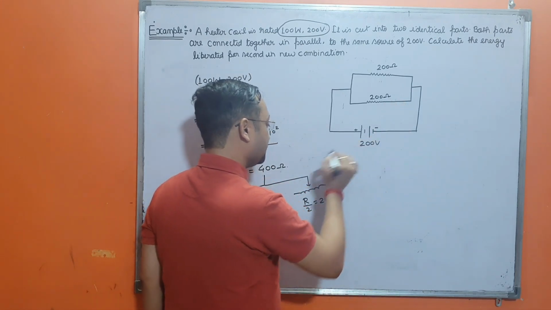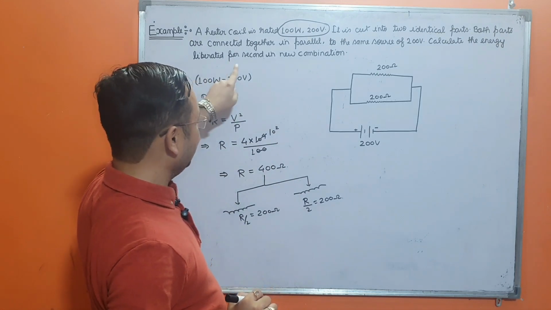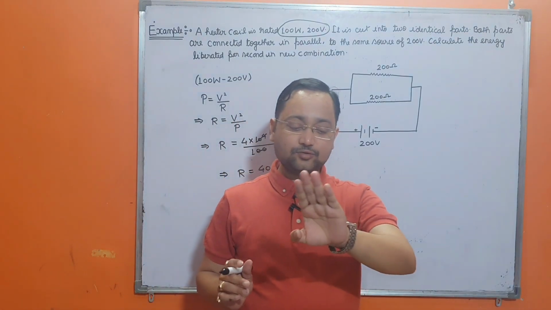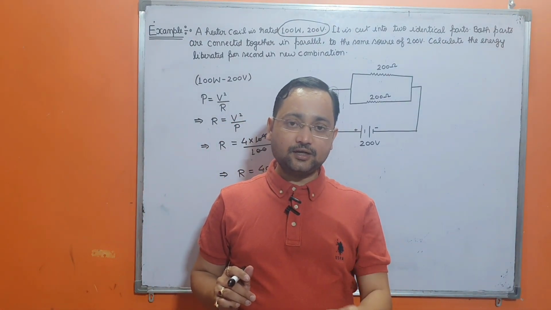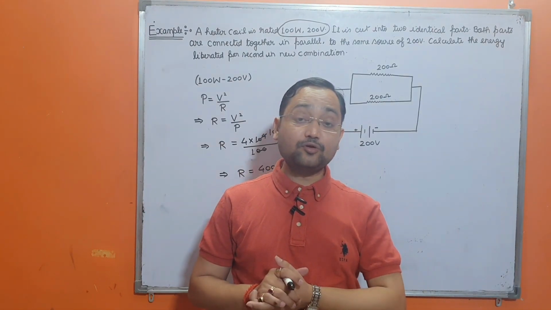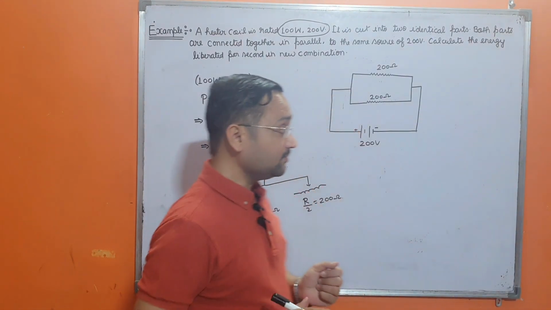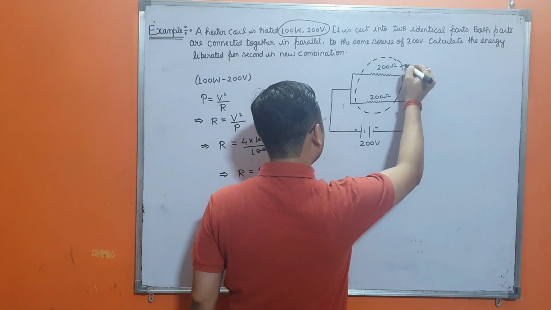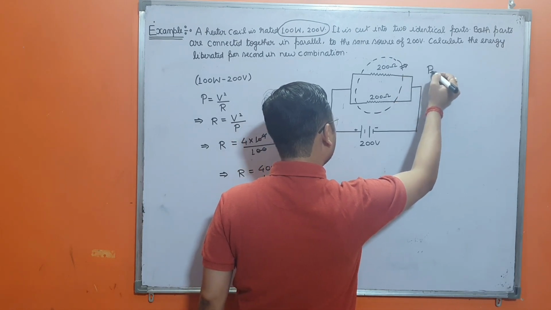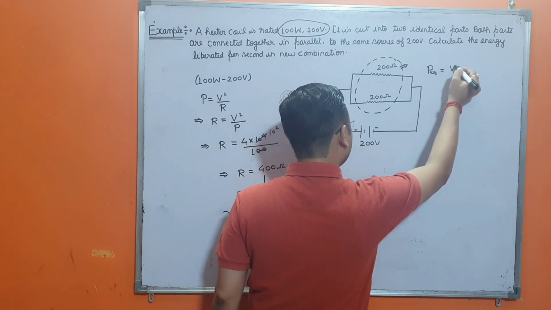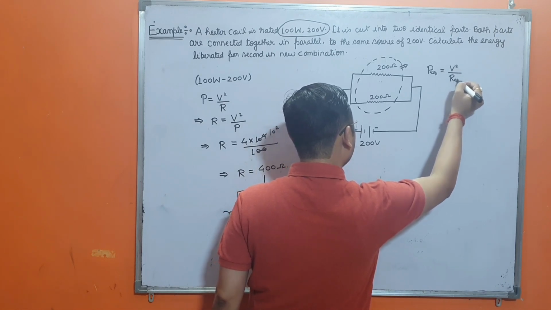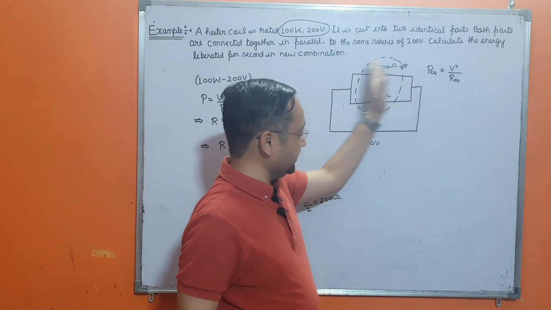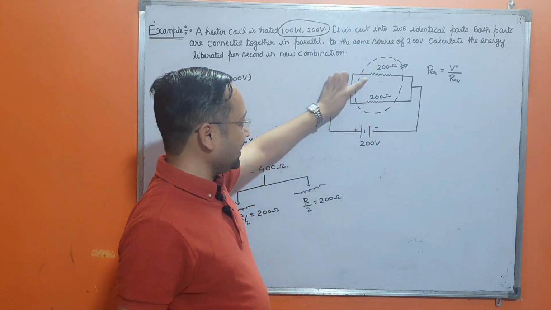Now we want to find the energy liberated per second in the new combination. If the question says work done per second, or energy per second, it means we want to find the power, that is joule per second. To get the power of the circuit, we use V square upon R equivalent in place of R. Then what will be the R equivalent?